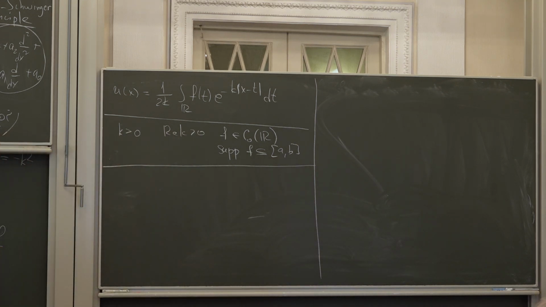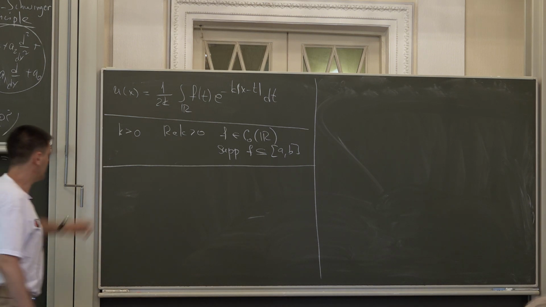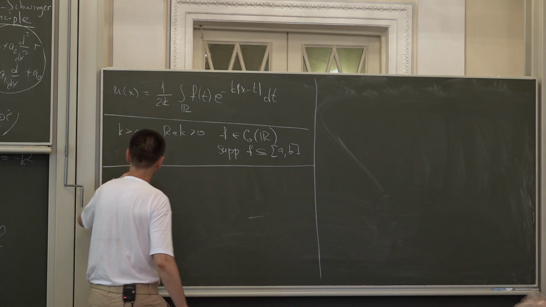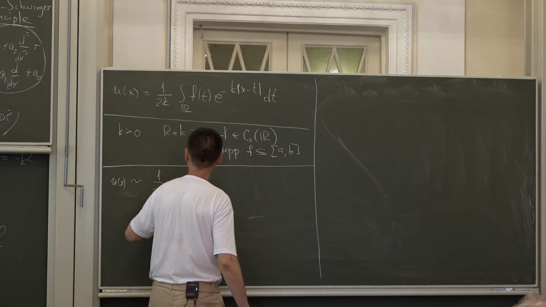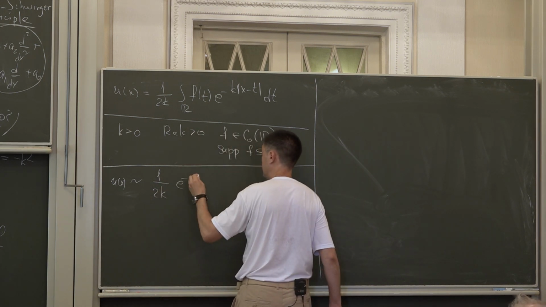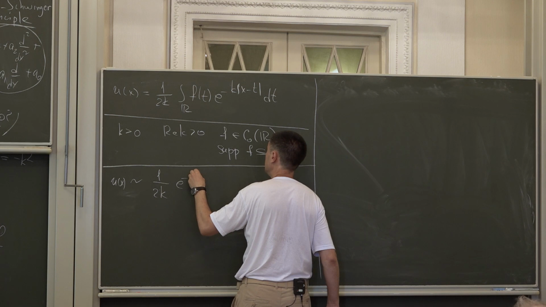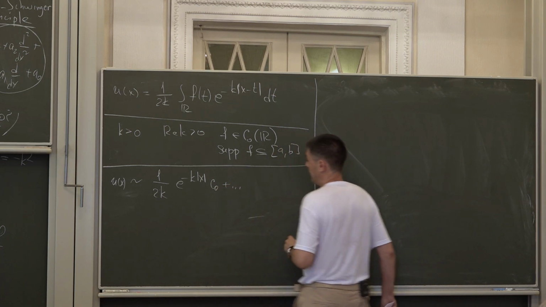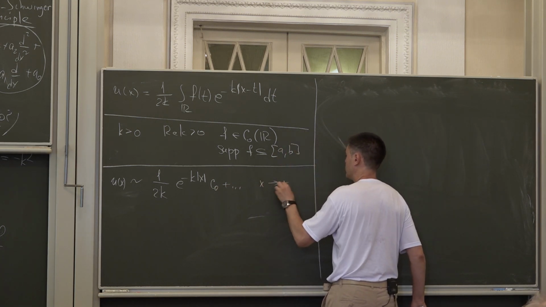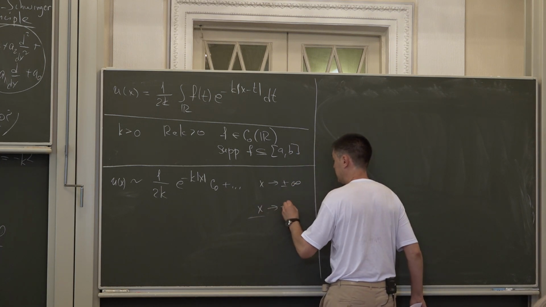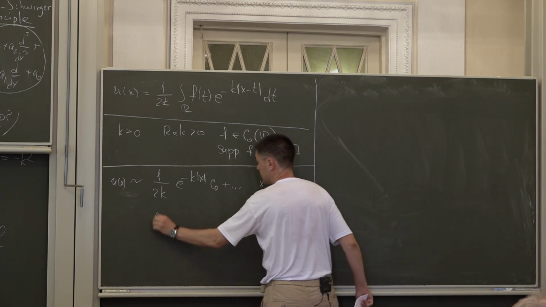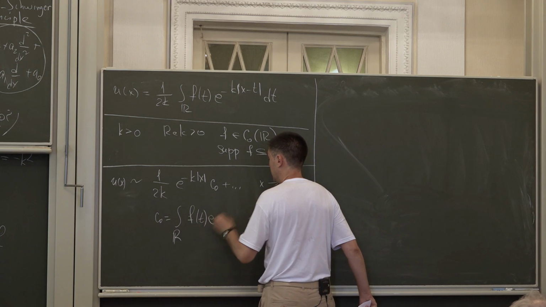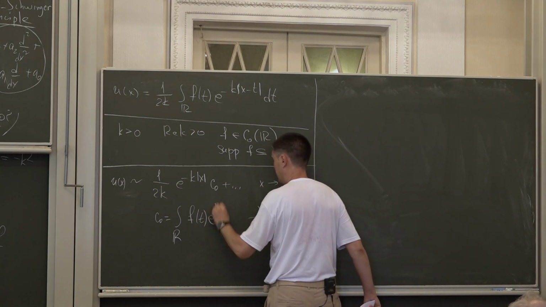Then I know how this function behaves at infinity. If this is the case, then I can say that u of x behaves like 1 over 2k times the exponent of minus k times the modulus of x, times some constant, as x goes to plus or minus infinity. For instance, as x goes to plus infinity, this constant is the following integral: the integral of f(t) times exponent of kt dt.